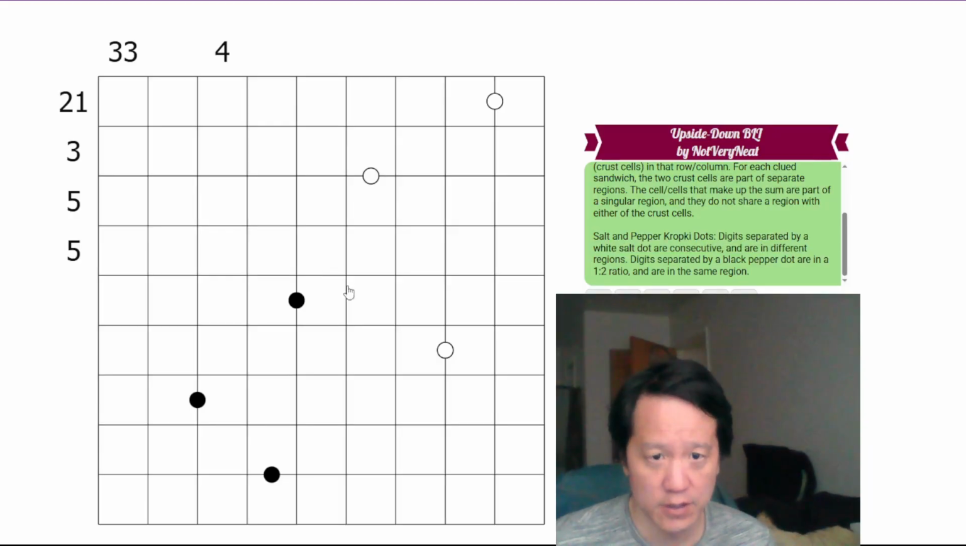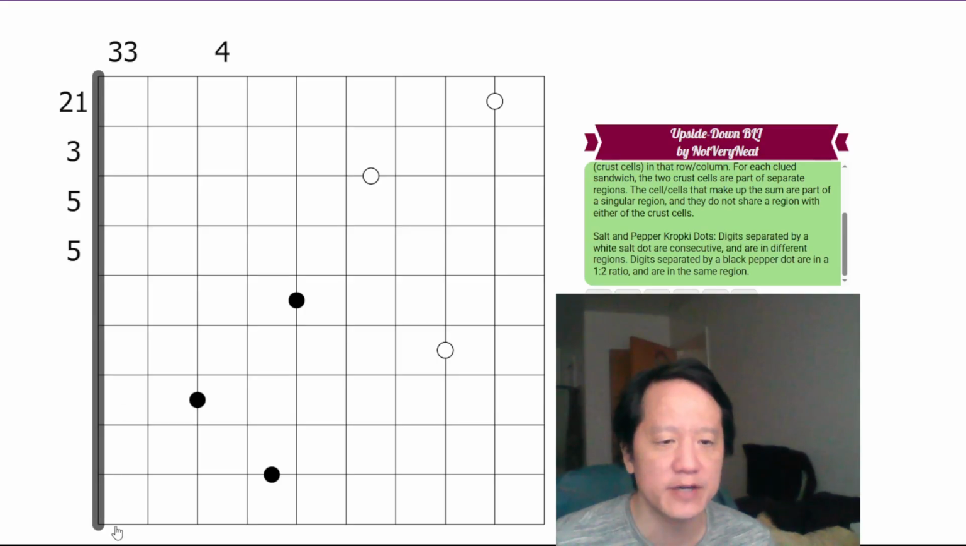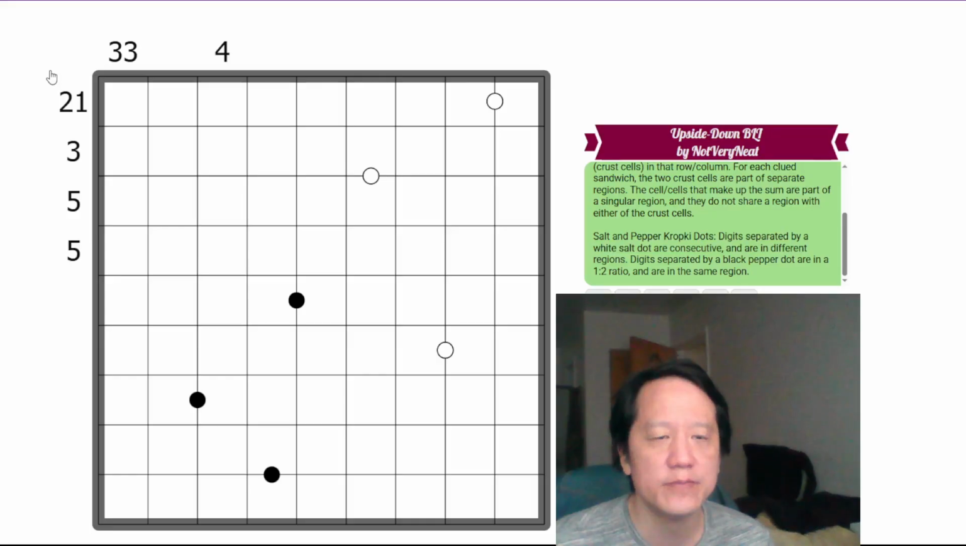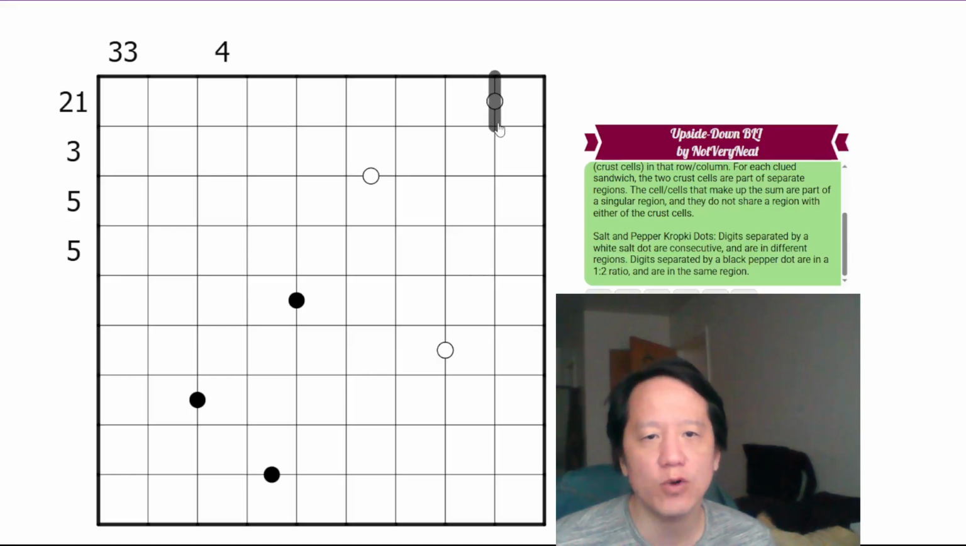Let's go. Okay. Let's mark the boundary of the entire grid. We know white dots separate regions.